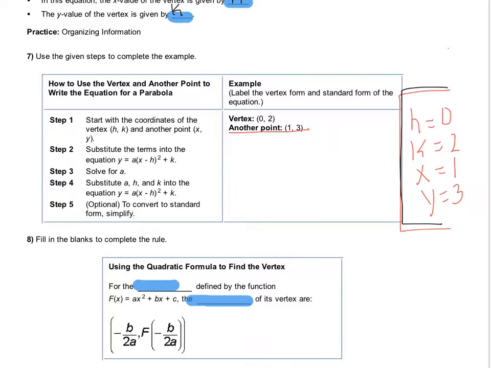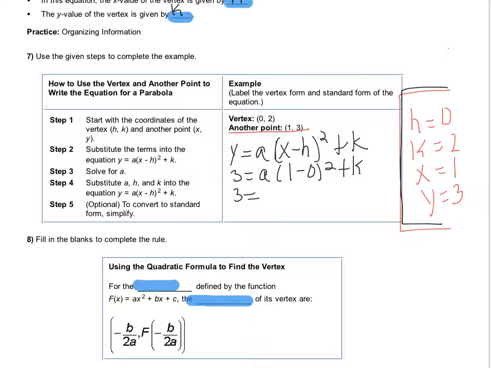So we're going to take our equation, y equals a times (x minus h) squared plus k. Now it's going to become a little bit easier to plug some things in. Watch and see. I just went ahead and plugged in the values that I have. Now step 3 says solve for a. That's going to be, I hope, easy. 3 is going to equal a times (1 minus 0) squared. 1 minus 0 is just 1, and 1 squared is just 1, so it's just going to be a.